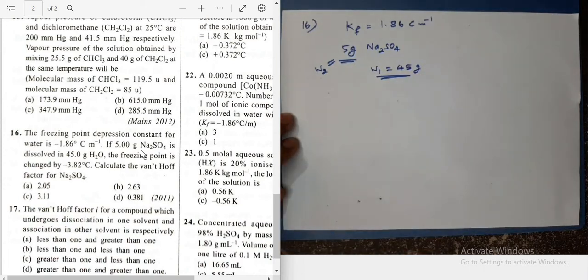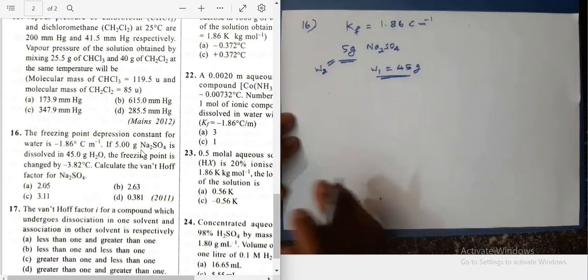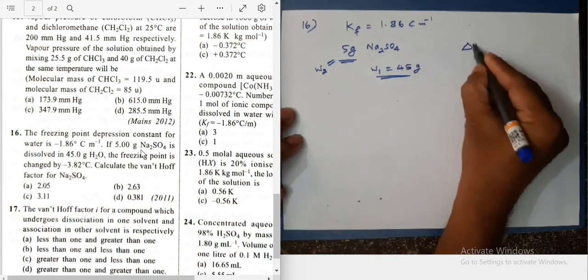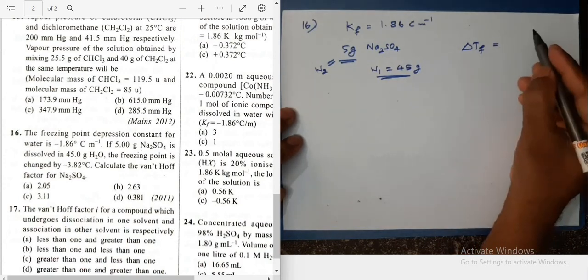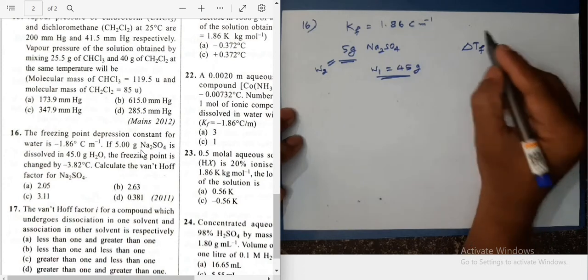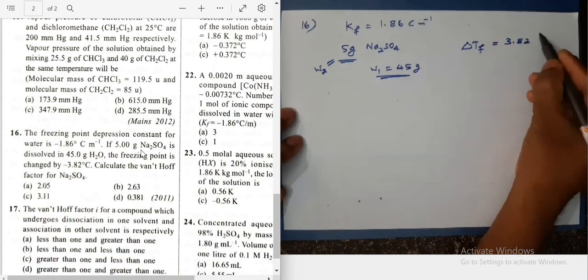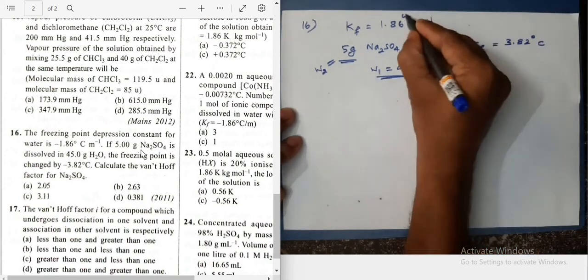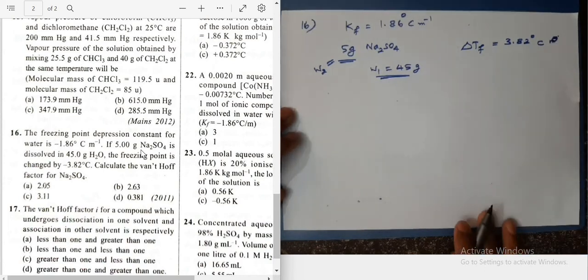The freezing point is changed by minus 3.82 degrees Celsius. That means delta Tf is given. Delta Tf, freezing point is changed. It should also be positive, so let me take it as 3.82 degree Celsius. So this is delta Tf.